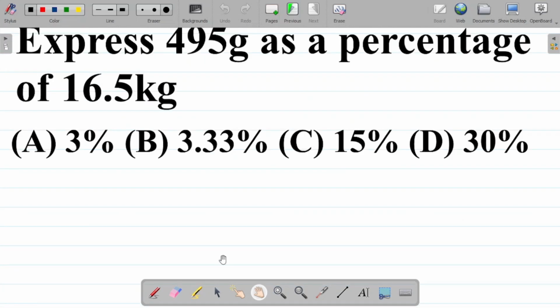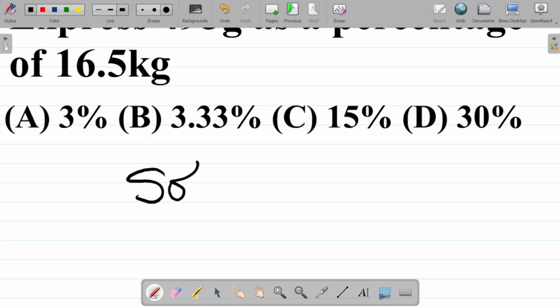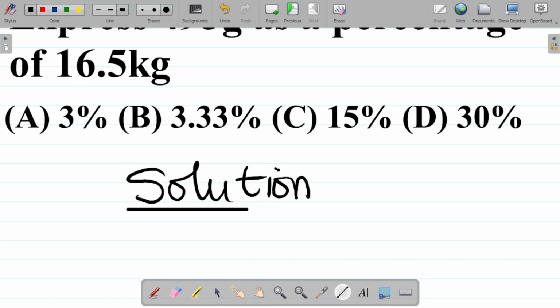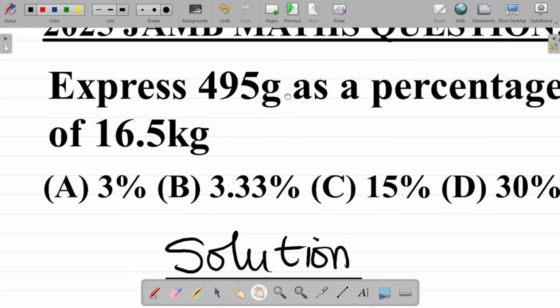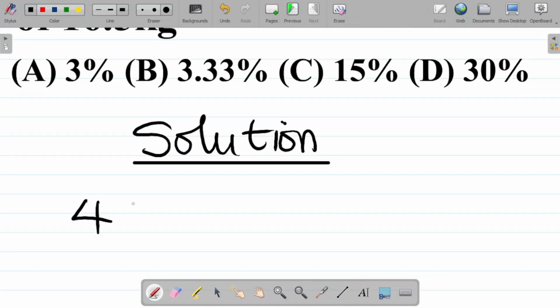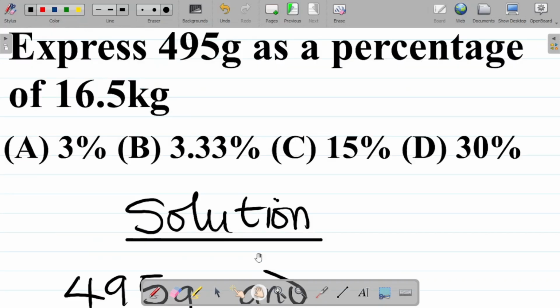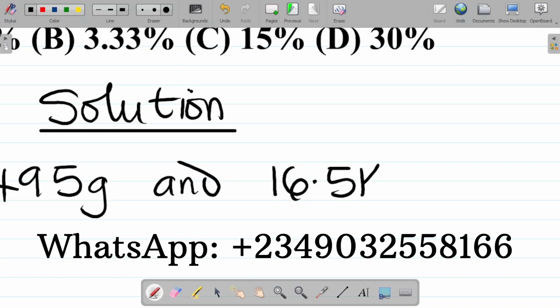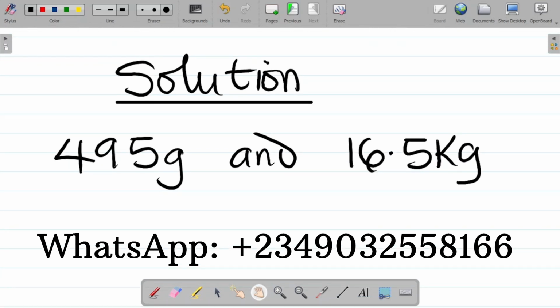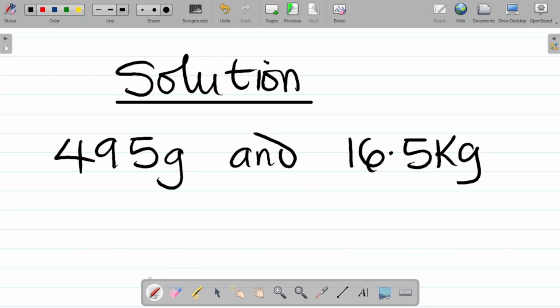First things first, the thing to observe here is that we have two kinds of masses. The first mass is 495 gram, and the second mass is 16.5 kilogram. The first thing to observe is that both of them are not in the same unit. So my first task would be to express both of them in the same unit. Let's express both of them in grams.